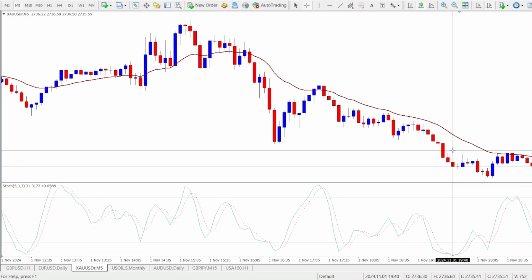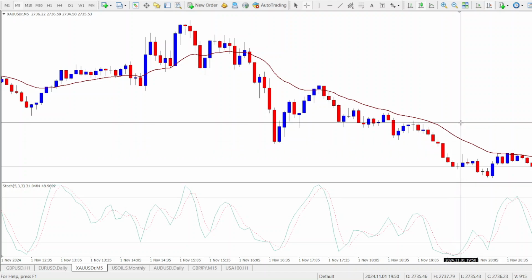You now have a solid foundation for scalping gold effectively with precision. Remember, like anything in trading, practice makes perfect. Try this out in a demo account to get a feel for it before you start trying it out on a live account.